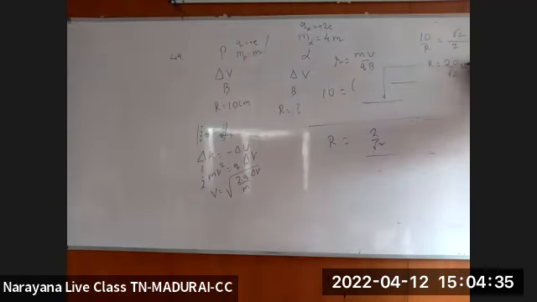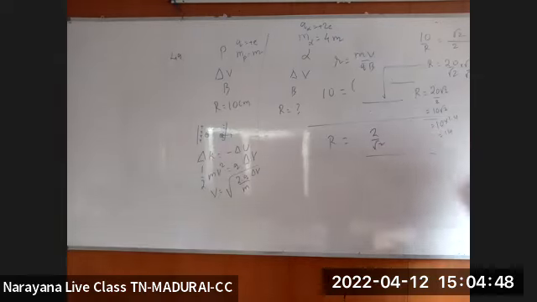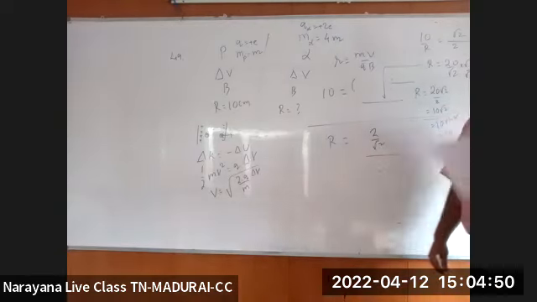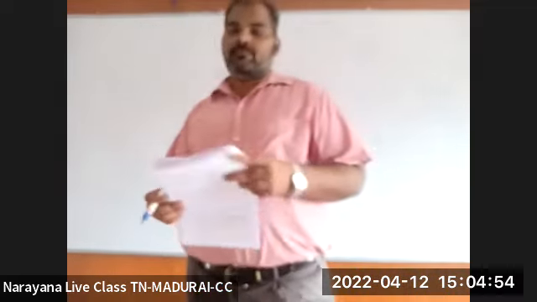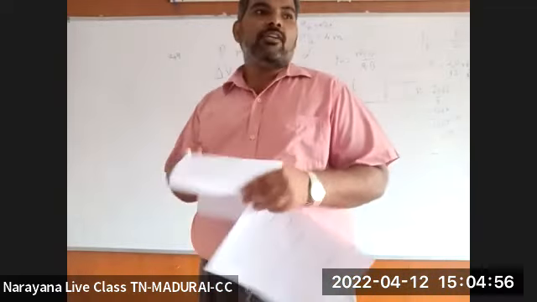Again you have to simplify. Root 2 into root 2 you have to multiply. So radius equal to how much? 20 root 2 by 2. So 10 root 2. 10 into 1.4. So 14 centimeter is your answer. Option 2 is the correct answer. Everyone understood now? Okay. Any more questions?